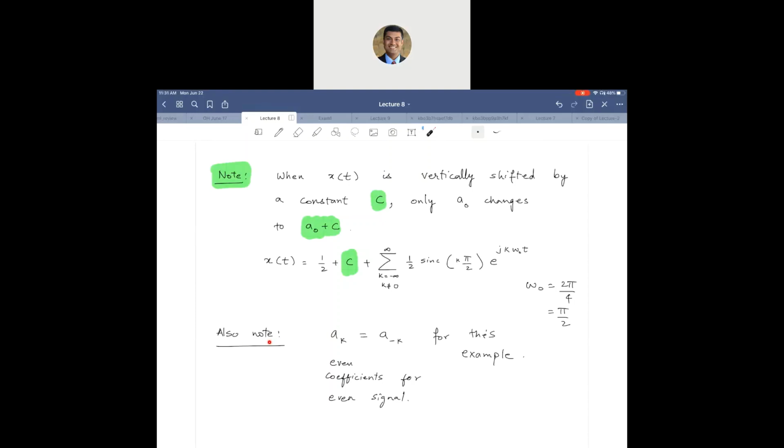We have also noted this. a_k is the same as a_minus k. a_1 was the same as a_minus 1. a_3 was the same as a_minus 3. a_2 was the same as a_minus 2. So we got even coefficients for an even signal.